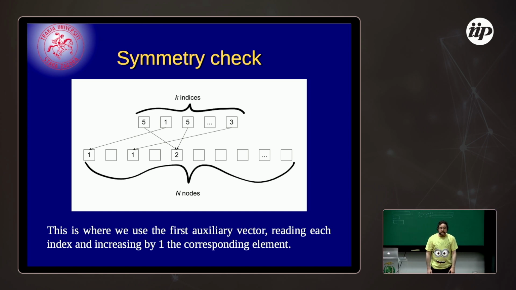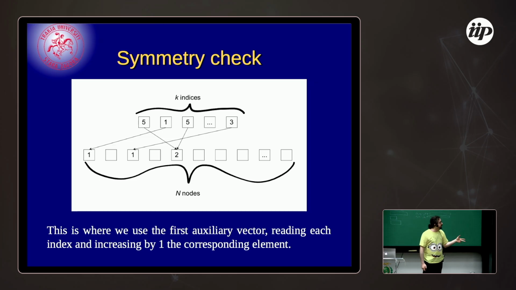Now, why do we do the pigeonhole count? Because what we want to do is exploit symmetries and check for symmetries. So you see, this is like an idea. We have 5, 1, 5, something else, 3. So I see a 5 and I put a 1 over here. Then 1, I put a 1 over here. Another 5, so I'm increasing this. It was 1, now it's 2. And so on, and then 3, like this. So this is where we use the auxiliary vector of size n, okay, to do exactly this.